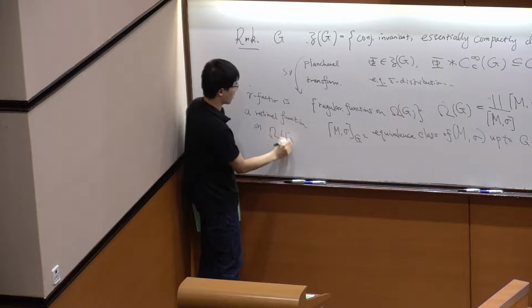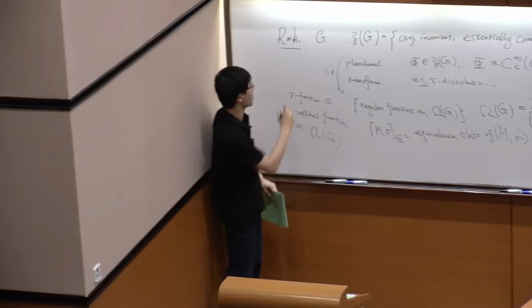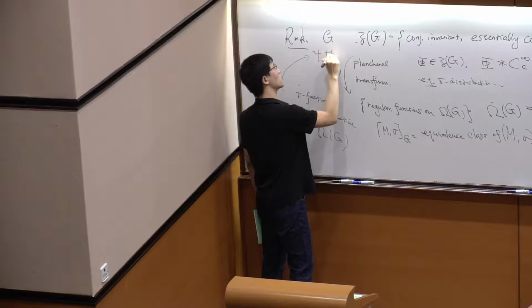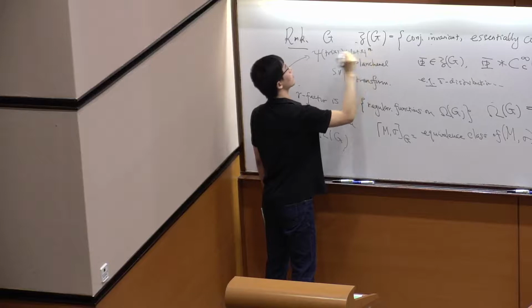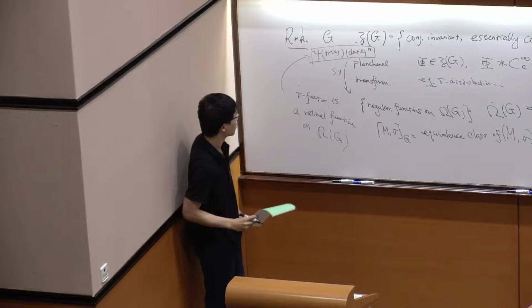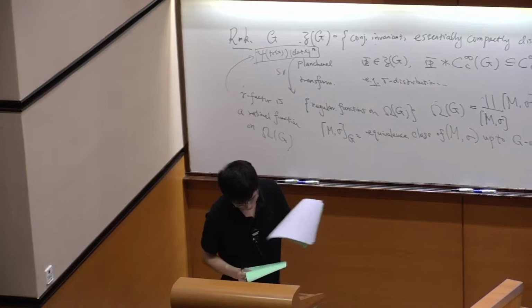And later, I will show you that if you apply the inversion back, then you actually get a distribution, the Fourier transform distribution. And this plays the main role in the Braverman-Kazhdan proposal. Any other questions?